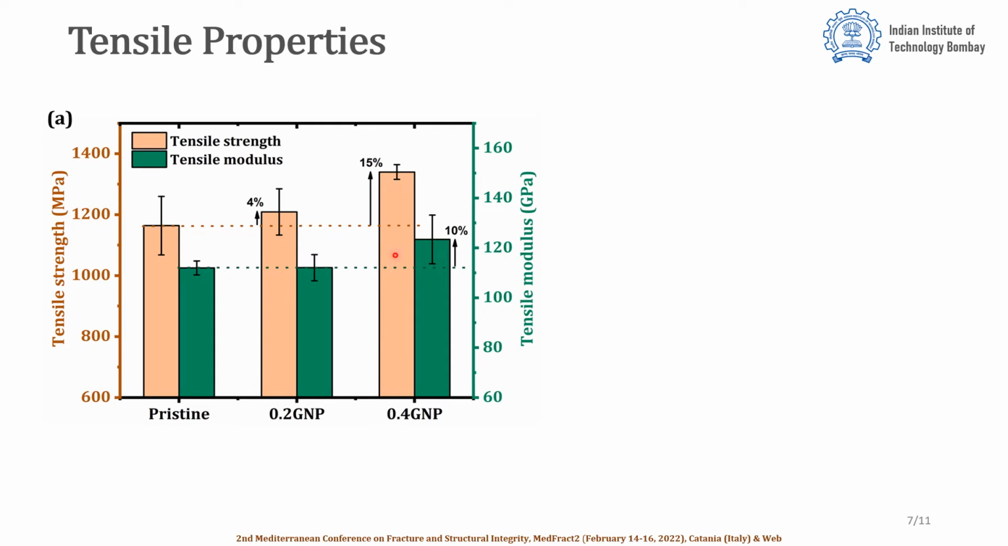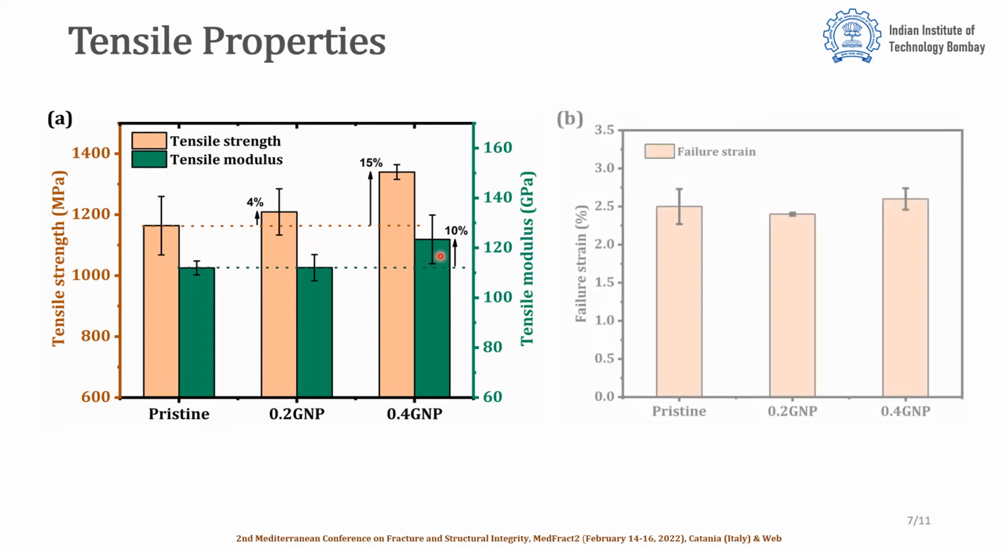0.4 GNP laminates. Also, the Young's modulus of 0.4 GNP shows 10% improvement compared to the pristine and 0.2 GNP laminates. This can be ascribed to the stiffening effect of the rigid GNPs in the gradient interface.